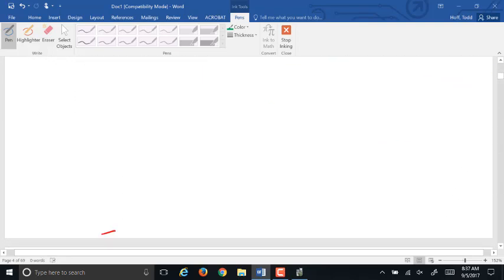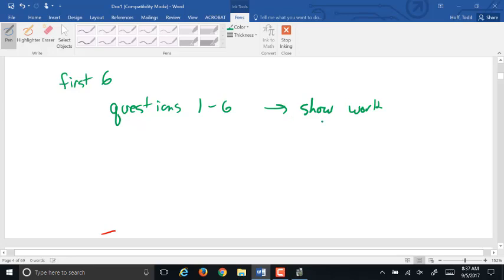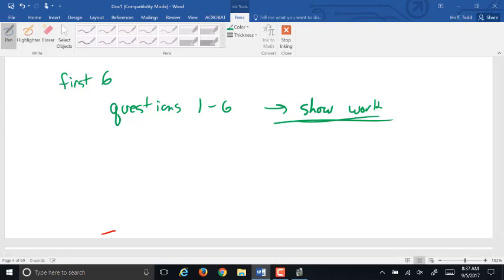Okay, so we are about to take a quiz. On this quiz, I believe it's going to be the first 6 problems. So questions 1 through 6. I want you to show the work. So either on the back of the page or beside the problem somewhere, show the steps.